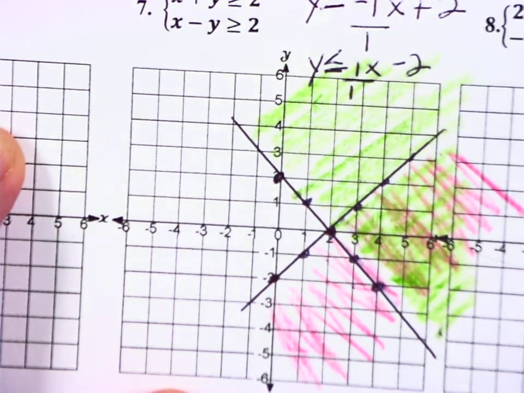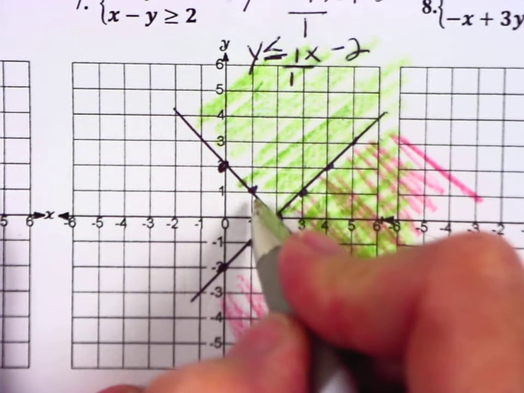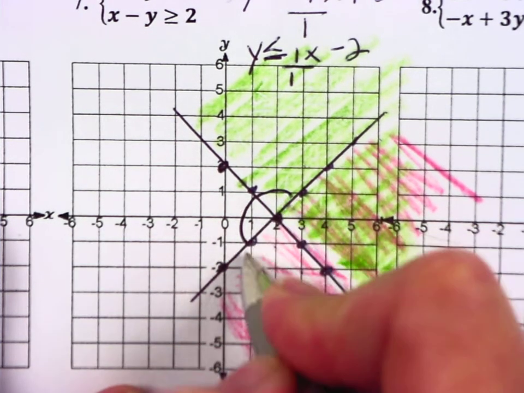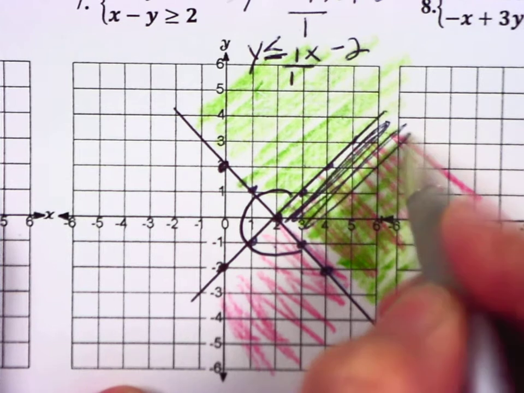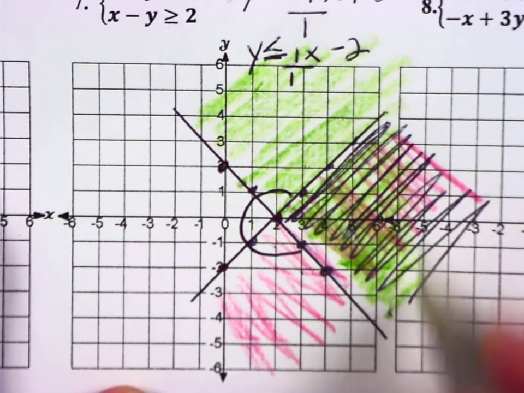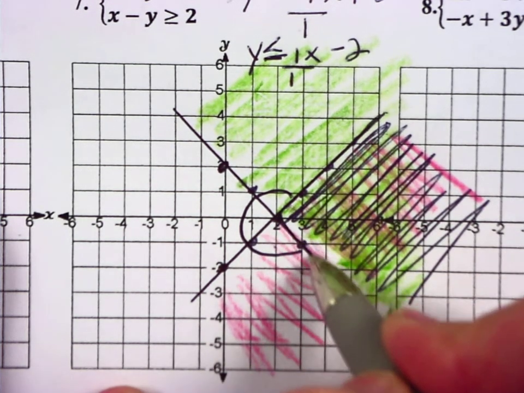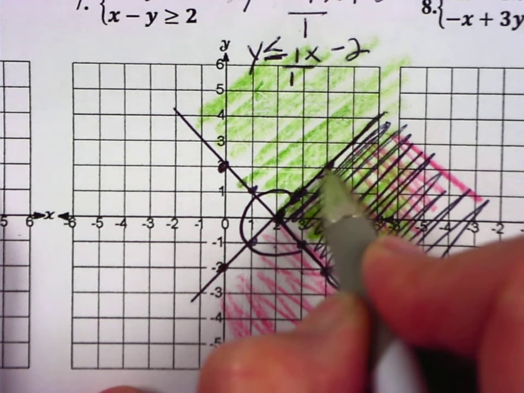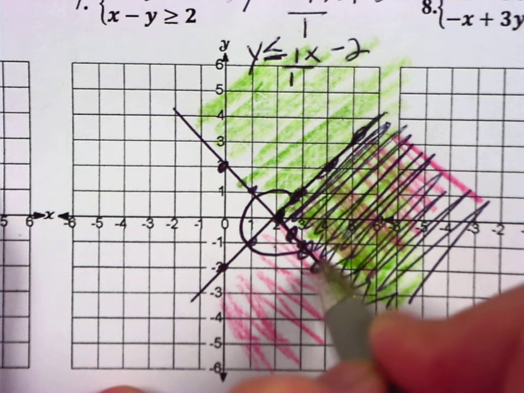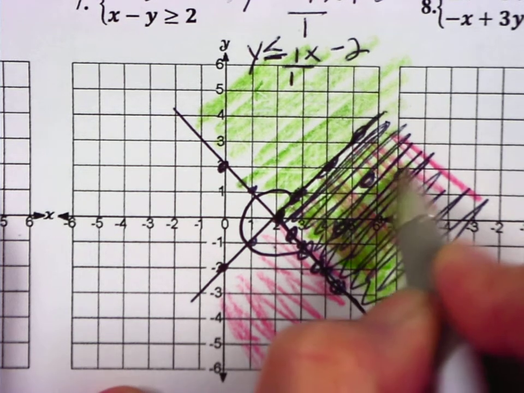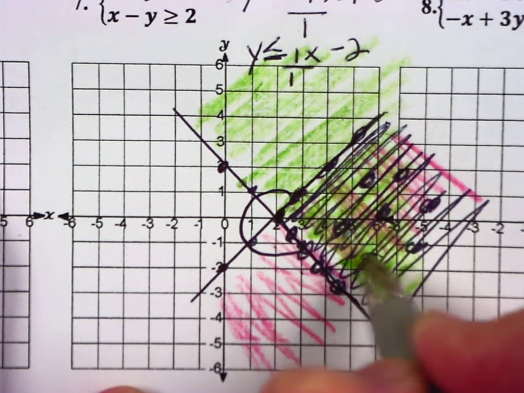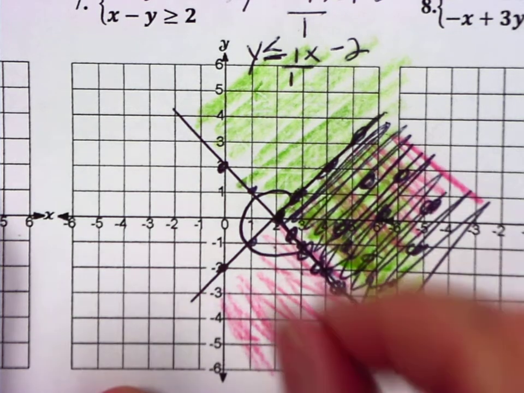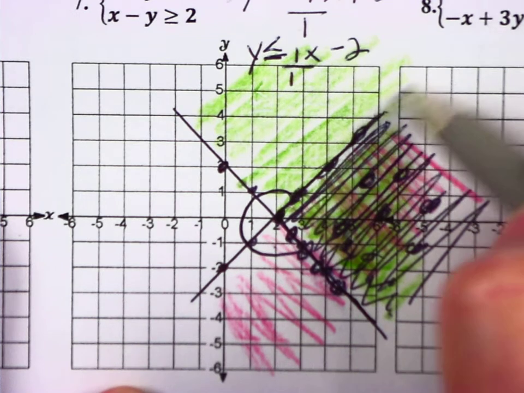Pretty easy to see that no shading, single shading, single shading, double shading, both solid lines that border the double shading. So our solutions are on these two lines that border the double shading and anywhere inside the double shading. And of course this shading goes on forever, because these lines go on forever.